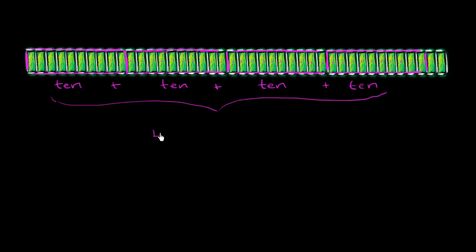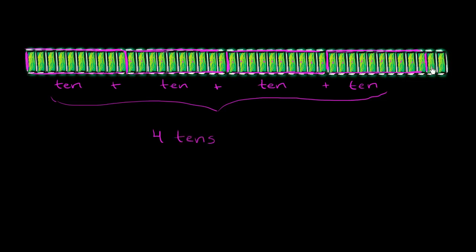And then we have 1, 2, 3, 4, 5, 6, 7, 8, 9, 10. So that's my fourth group of 10 right over here. So this is a 10 right over here. This is another 10. That's the third 10. And then that's the fourth 10. So we could say that's 10 plus 10 plus 10 plus 10, or all of this combined is equal to 4 tens.